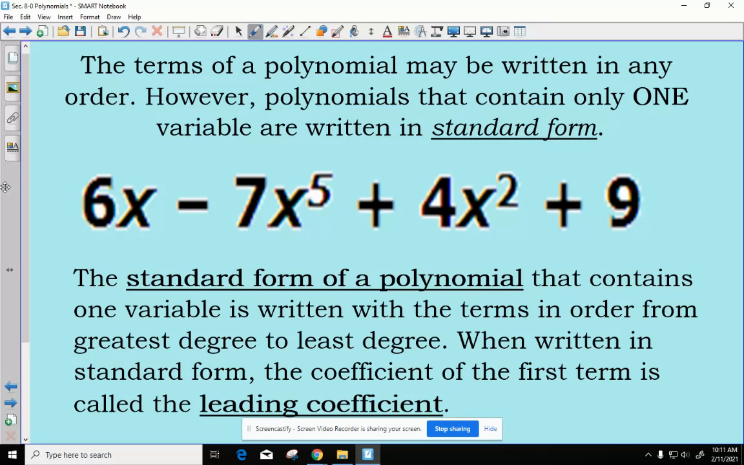Which one truly should be written first? Not the 9. That's the highest coefficient. The highest degree. Which one has the highest degree? Okay, the 7x to the 5th. Now that 7x to the 5th has a negative in front of it. So in fact, you gotta tag that negative in there with it. Okay, this one would be written first. Which one should be written second? In order from the greatest to the least.